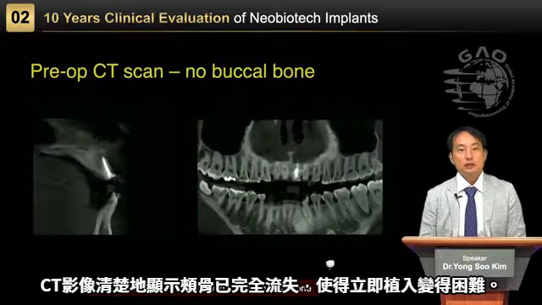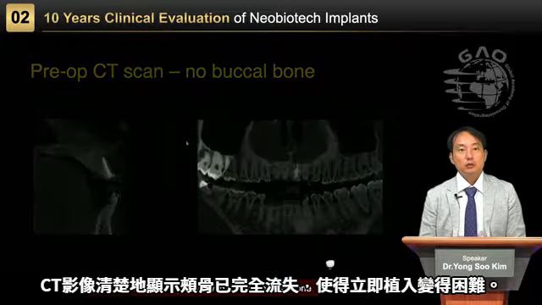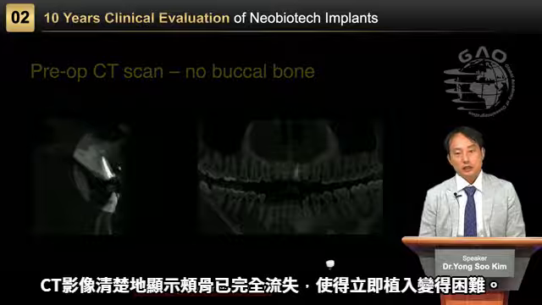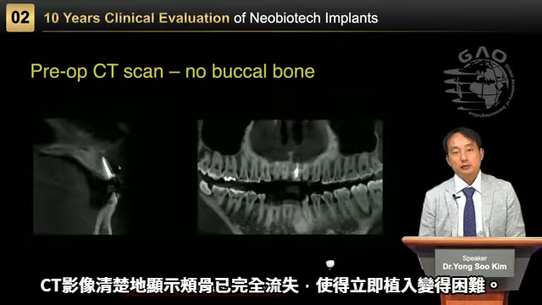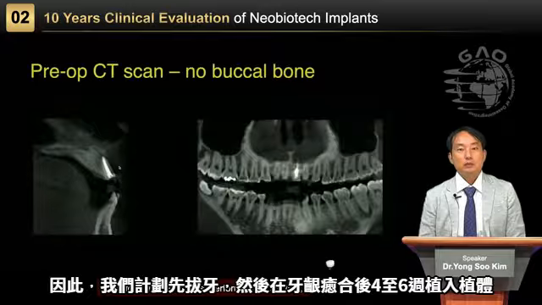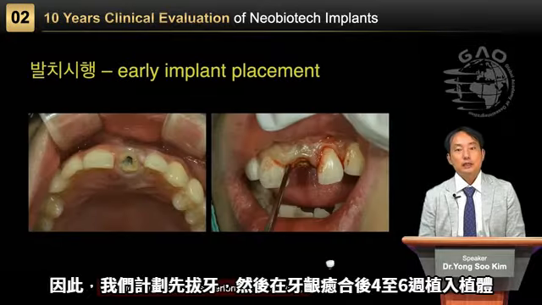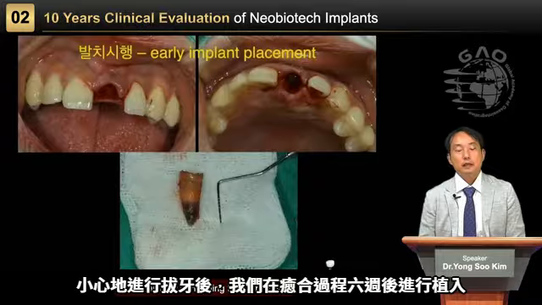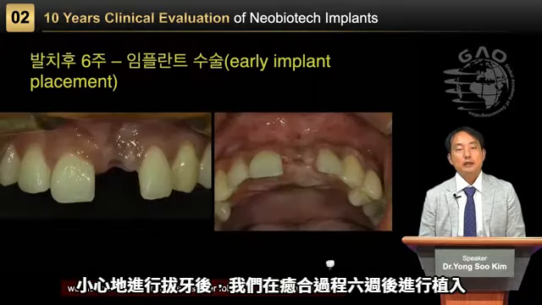The CT images clearly showed that the buccal bone was completely lost, making immediate placement difficult. Therefore, we plan to first perform the extraction and then place the implant 4 to 6 weeks after the gums have healed. After carefully performing the extraction, we place the implant 6 weeks later following the healing process.